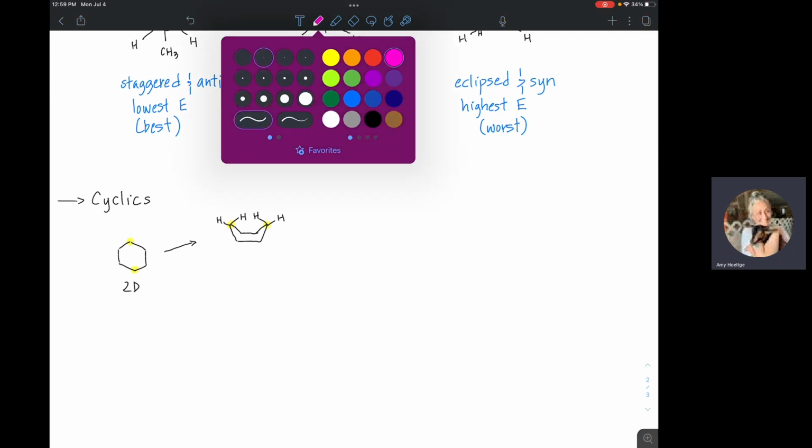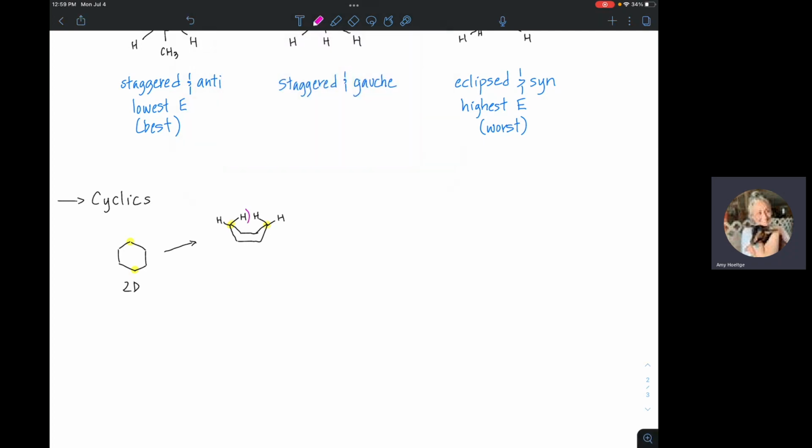There is an energy that exists between bringing those two nuclei close together, an undesirable energy. This right here is our boat conformation, and it'll be higher in energy than the other conformation I'm about to show you.